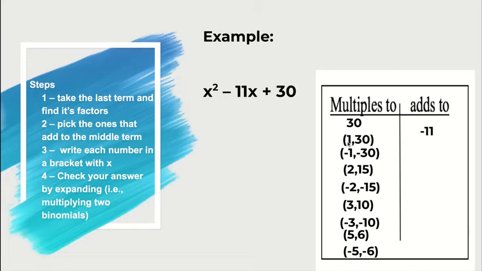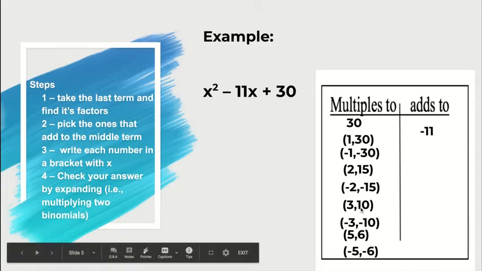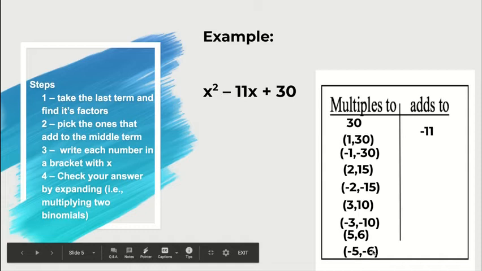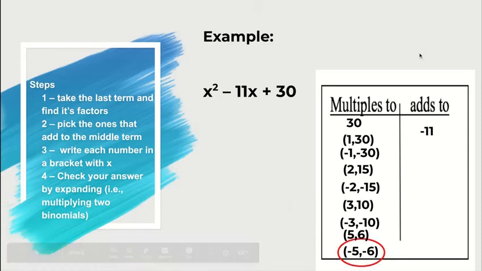Well, the first one here, 1 plus 30 is positive 31. Negative 1 plus negative 30 is negative 31. 2 plus 15 is 17. Negative 2 plus negative 15 is negative 17. 3 plus 10 is 13. Negative 3 plus negative 10 is negative 13. 5 plus 6 is positive 11. Negative 5 plus negative 6 is negative 11. So this one is our answer here, as it adds up to negative 11. And then we just put it into brackets like that.